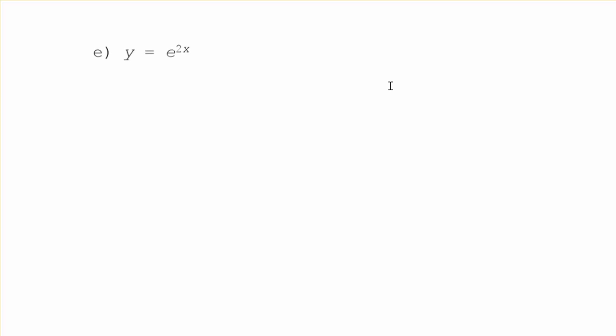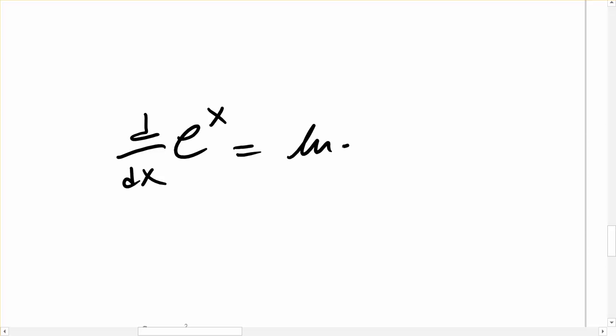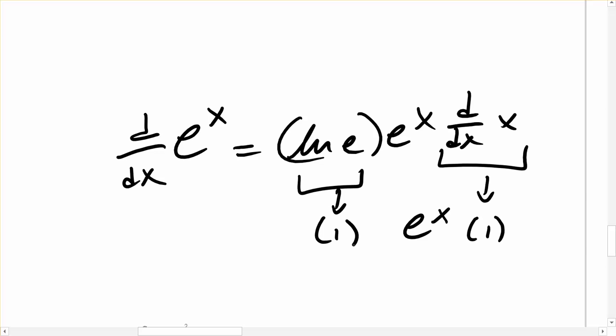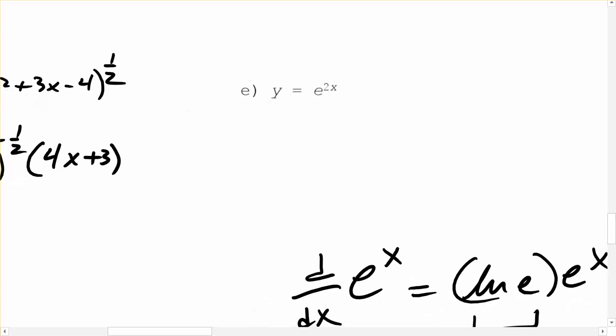You've been doing the chain rule the entire time. Here's the thing: e to the x is actually ln e times e to the x times the derivative of x. What is the derivative of x? 1. It's been invisible the entire time. So this is just 2e to the 2x.